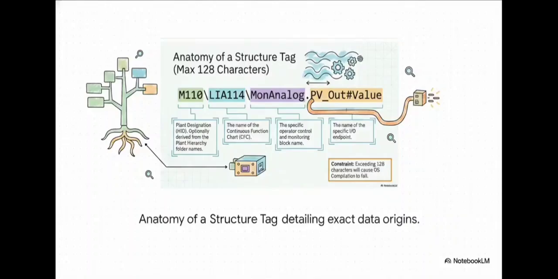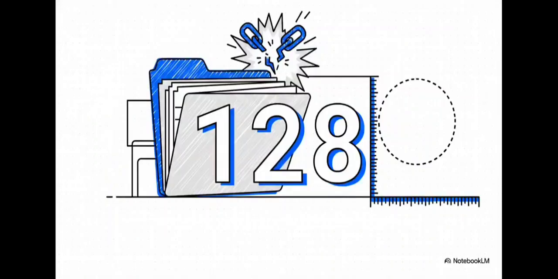Essentially, it tells the system exactly where every single piece of data is originating from. But here's the catch, and it's probably the most critical constraint in this entire blueprint. 128. That is the absolute maximum character limit for a structure tag. If you nest your folders too deeply and your tag goes even one character over 128, your entire compilation process is going to crash. So you've got to keep it concise.